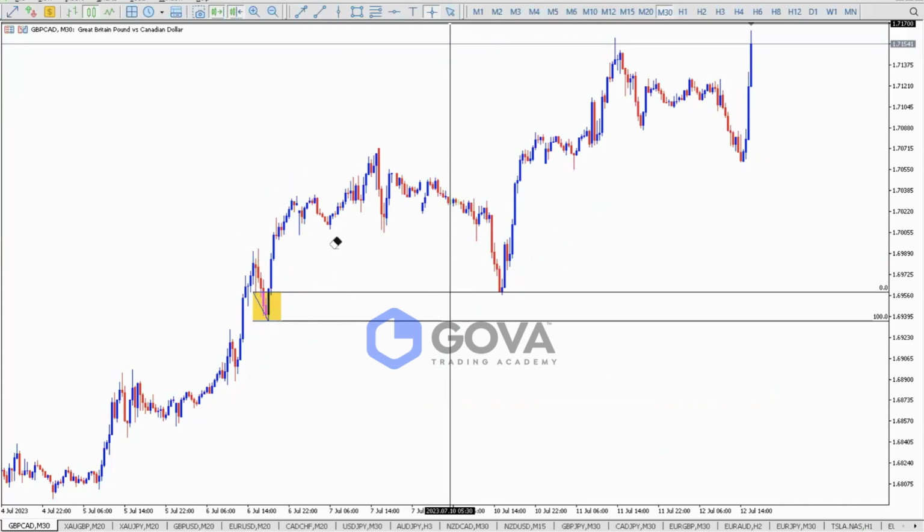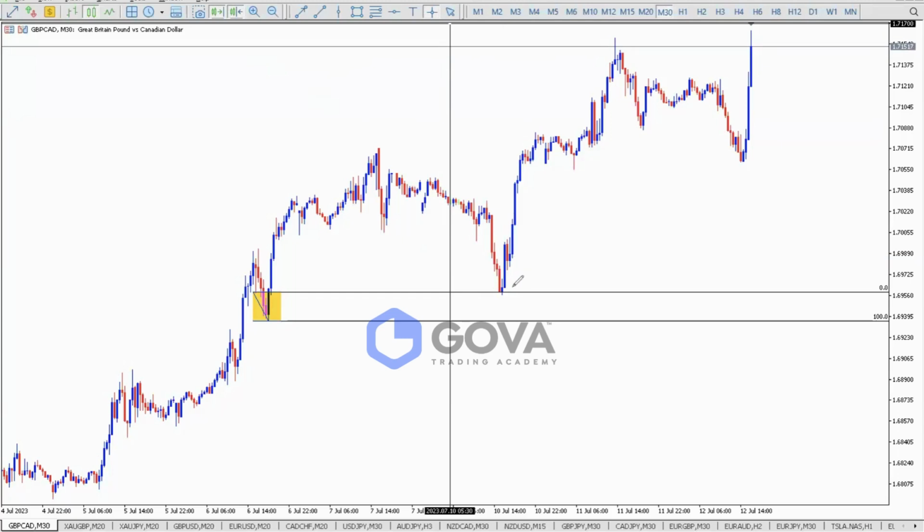You understand? Now, what if markets came back to your zone, which is an example of what we have here? Then after markets came back to your zone, what should you do? How do you calculate your risk reward ratio? How do you calculate the profit you made on the trade in pips? Now, this is how to calculate it.